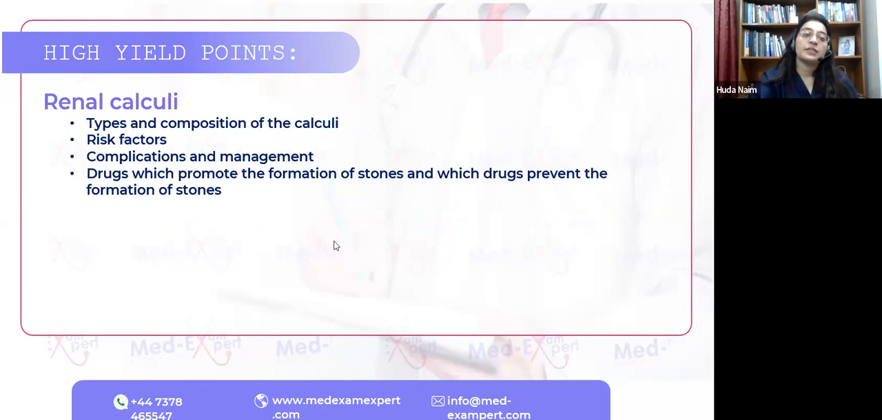So what would you like to see when you see a question like this? You would like to see the different kinds of stones, different kinds of calculi. What are the risk factors for developing these calculi? What are the complications? How would you manage them? And which are the drugs which promote the formation of stones and which are the drugs which prevent the formation of stones? Very, very important as far as the exam is concerned.